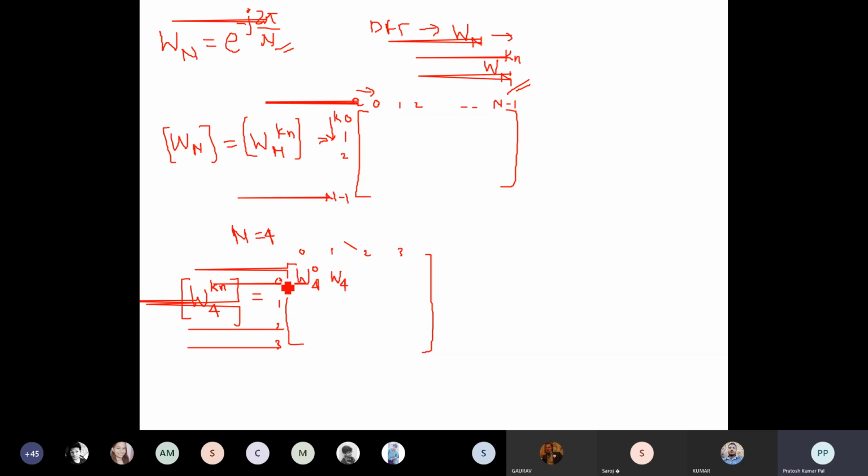So here the k value is 0 and the n value is 1, so we multiply 0 and 1, that will again be 0. So that means for the first row all the values will be W4 to the power 0. Did you understand this? Similarly in case of column, okay, in the first column the k value should be varying but n is 0, so it will always be W4 to the power 0.